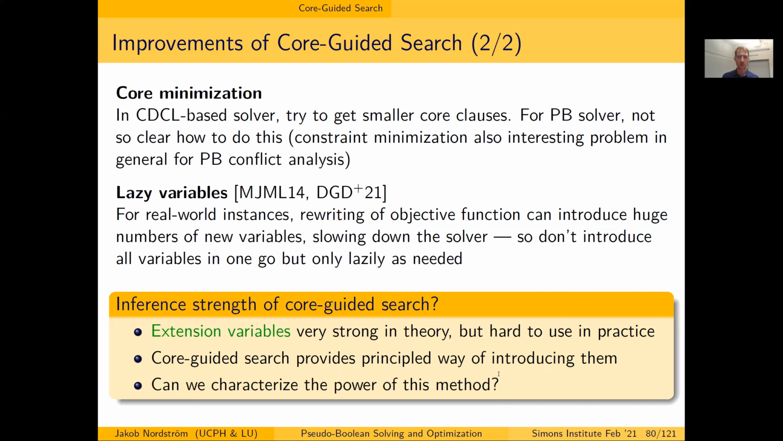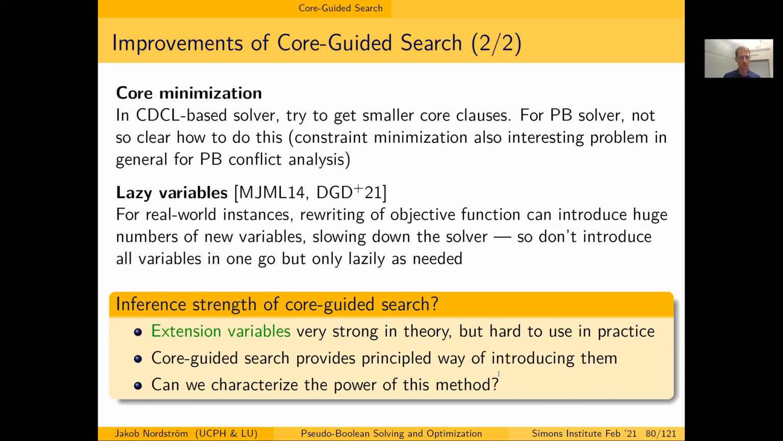It becomes as powerful as extended Frege, which is one of the strongest proof systems that we know. And also, if we take a pseudo-Boolean solver and add extension variables to it, then it becomes some version of cutting planes with extension variables, which is also equally strong. It takes us all the way to extended Frege.